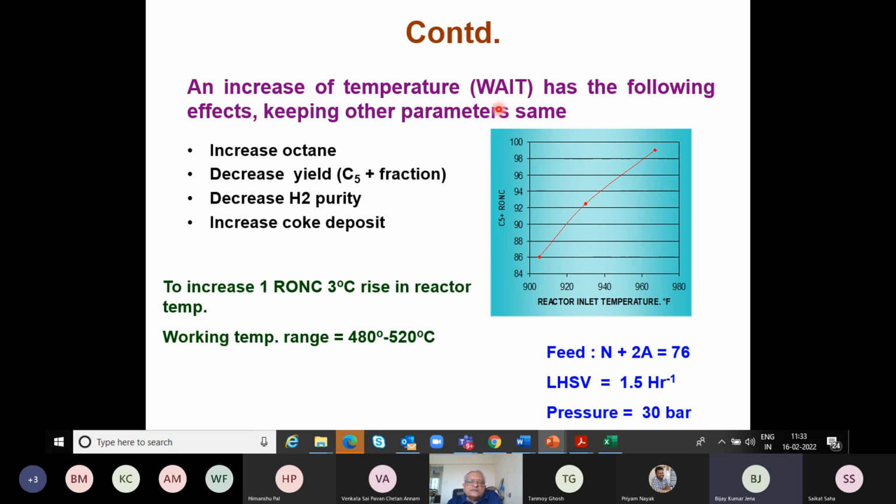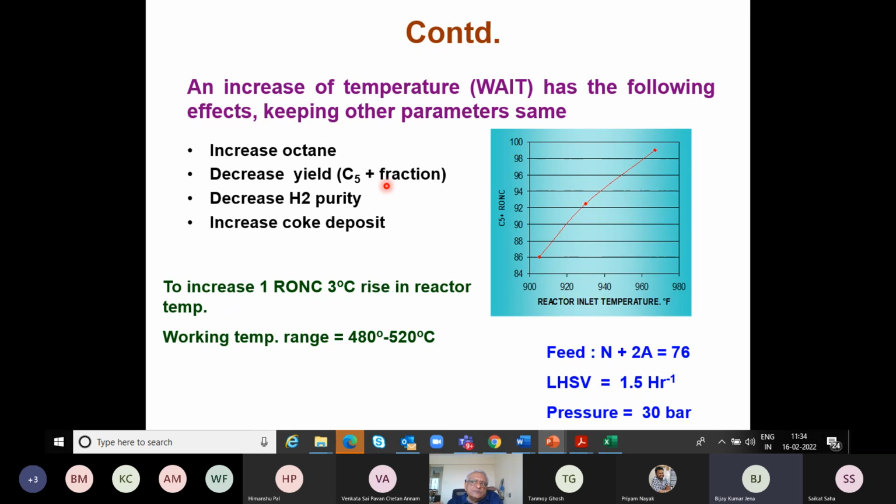So if the operator starts setting a higher set point for the weighted average inlet temperature, of course, the severity of reforming goes up. In other words, I get an increased octane. But because of the increased octane, my C5+ yield goes down because more cracking and more hydrocracking takes place. So the total liquid yield goes down and I get more of C1, C2, C3, C4. So LPG yield goes up.